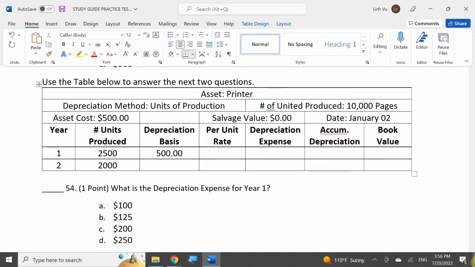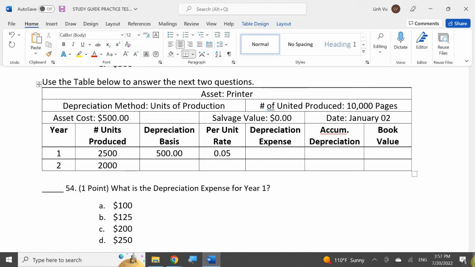What's my per unit rate going to be? You divide the depreciation basis by the units of production. So it's 500 divided by 10,000. We're looking at total units that you could produce overall. So in this case, is it 5 cents or 0.5 cents? 0.05.